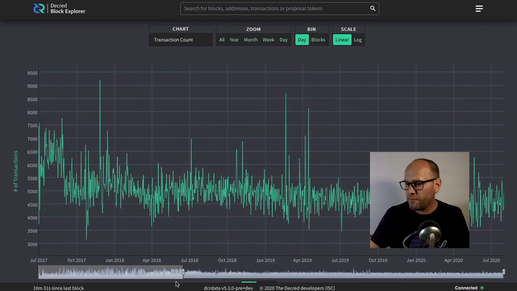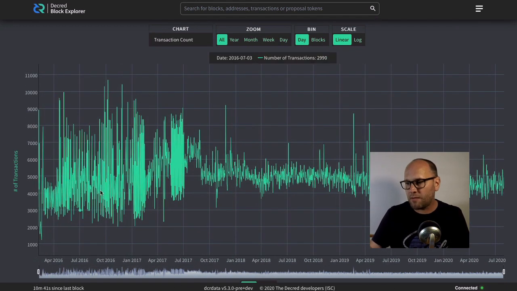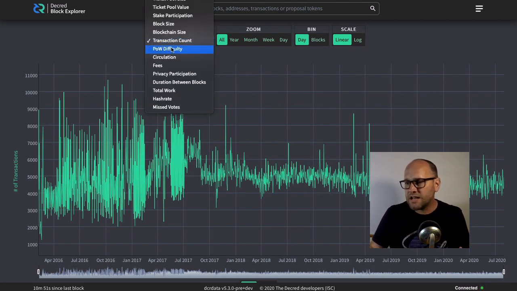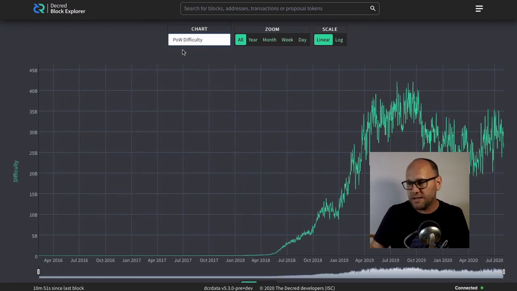And I know I'm giving you some information about this, but you can obviously make up your own mind. And once you learn more about blockchains, you can come back into this data and reflect against the information you're learning. So let's move on to the next one, the proof of work difficulty.